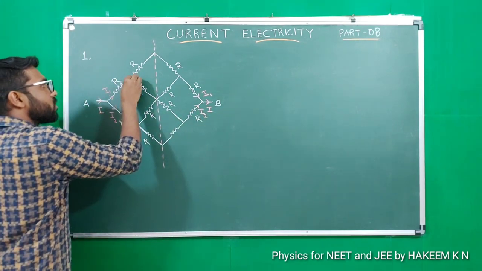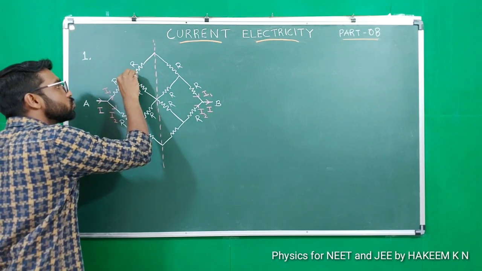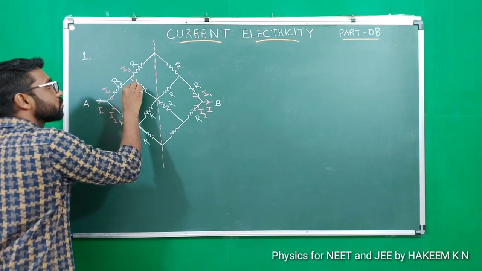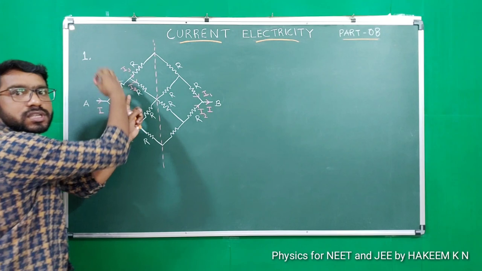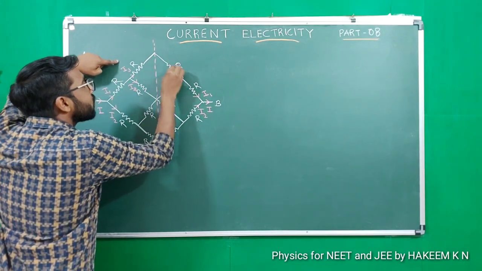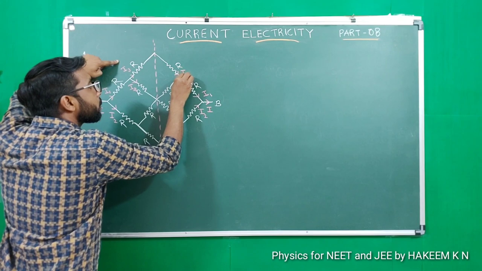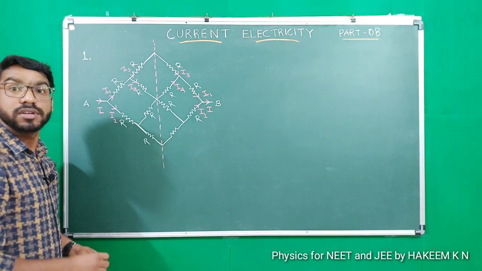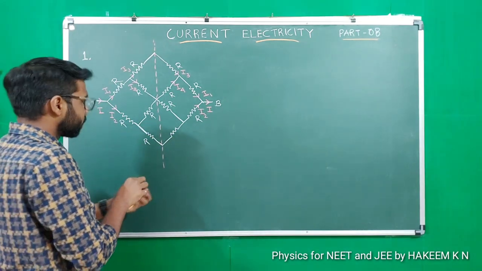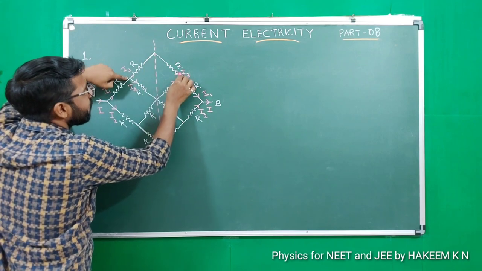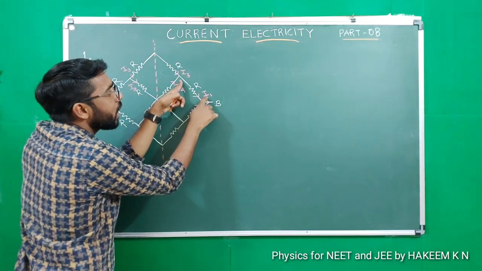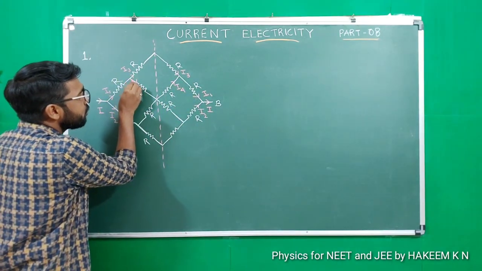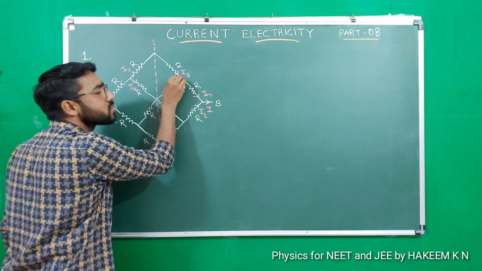Now, when I1 reaches this junction, what happens? I1 splits into two pieces, which I call I3 and I4. Opposite arms should have the same current, so I3 will reach here and I4 should reach here. Now listen here. I3 will directly reach this junction, and here we have to get I1 because I1 splits into I3 and I4. So this I4 will reach directly to this junction.